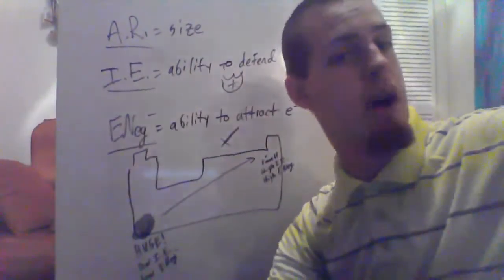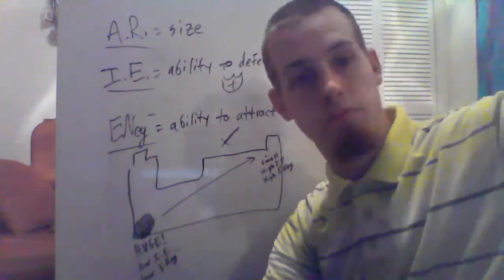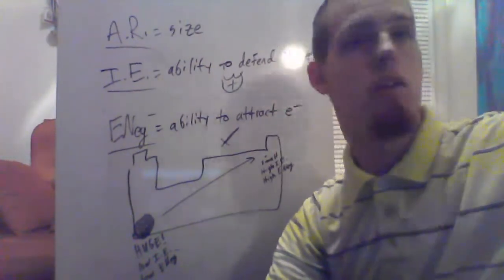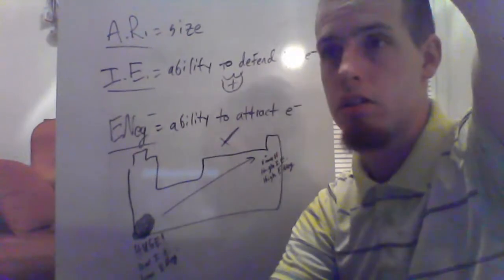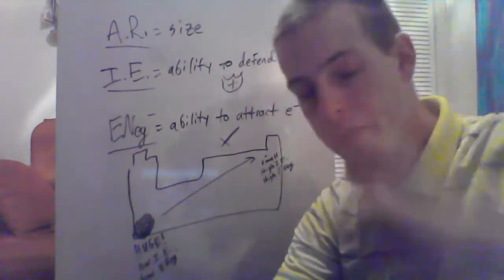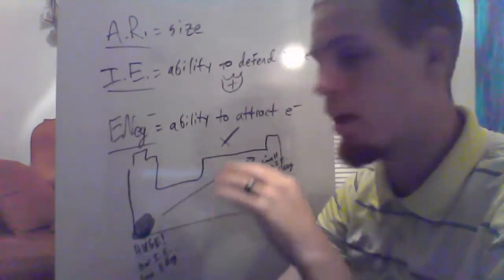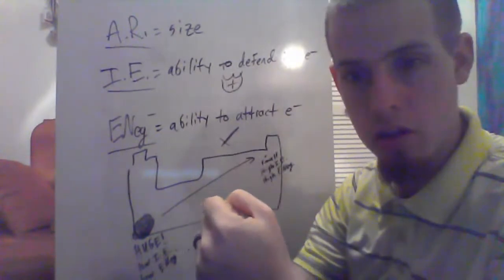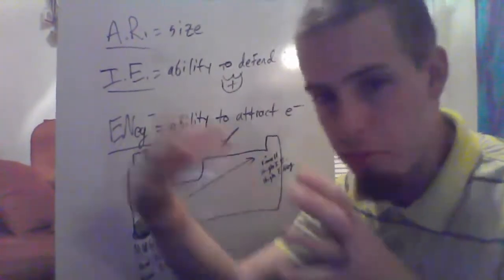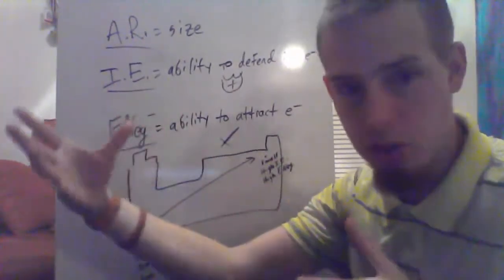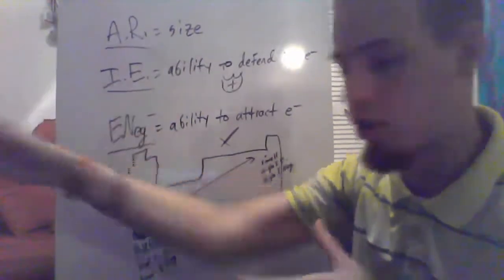Or someone tried to take my mug. I'm too far away. Or if anyone tried to take a pillow, I'm too far away. And that's the secret with ionization energy, right? The bigger you are, you can't defend yourself. You're too big. You can't get that attraction.